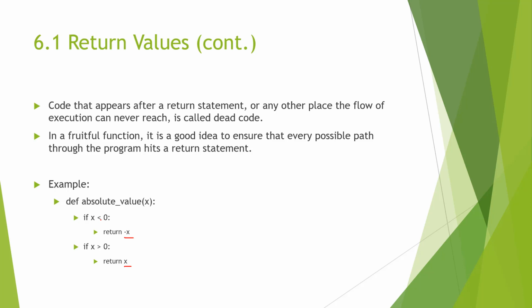If, for example, x is set to 0, well, x is not going to be less than 0 or greater than 0. x would be equal to 0. So we can modify this to be less than or equal to, or we can add in a third if statement: if x equals 0, then return something else.